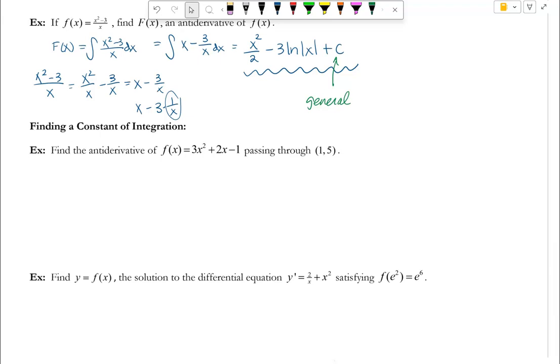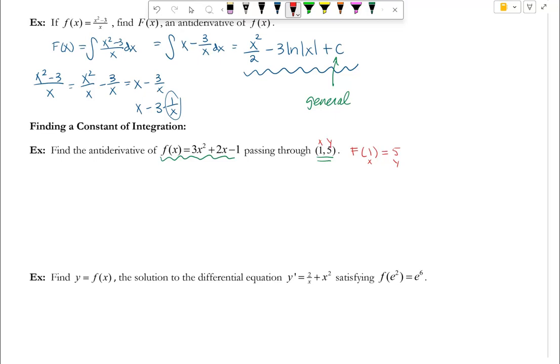All right, so in this next example, we are asked to find the antiderivative of f of x that passes through the point 1, 5. I want to point out that 1, 5 is not a point on the function f. f of 1 is not 5. That is instead a point on the antiderivative. So capital F of 1 is 5. And remember, 1 is an x value, 5 is a y value. I know you know that.